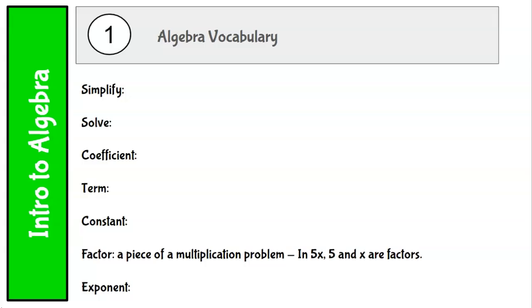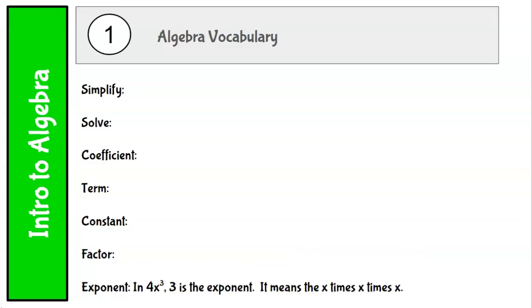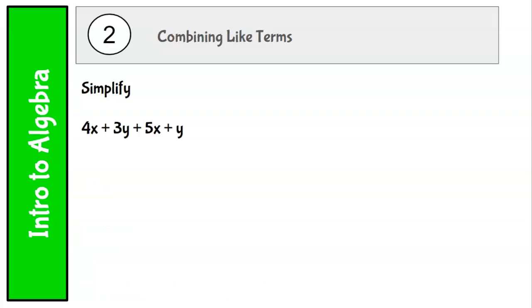So sometimes words have 2 different vocabulary words that apply to them. And then exponent: in 4x to the third power, 3 is the exponent. It means x times x times x, 3 x's multiplied together. All right, we have our first problem.